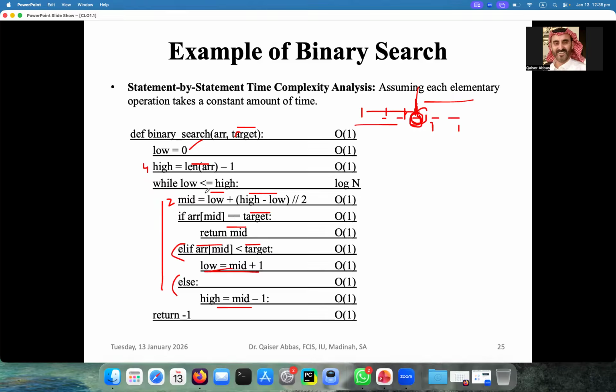So this loop is executing what? If it is dividing your array into half, it means initially your problem has, for example, 5 elements. Then in the second step, you have only 2 or 3 elements remaining. Then in the next step, you have 1 or 2. So in just a maximum of 3 steps, you will find your solution.